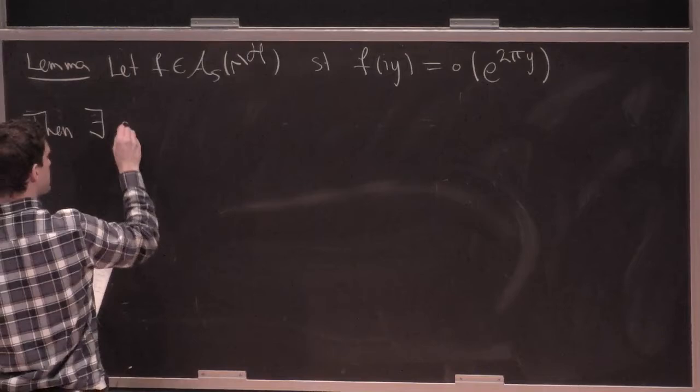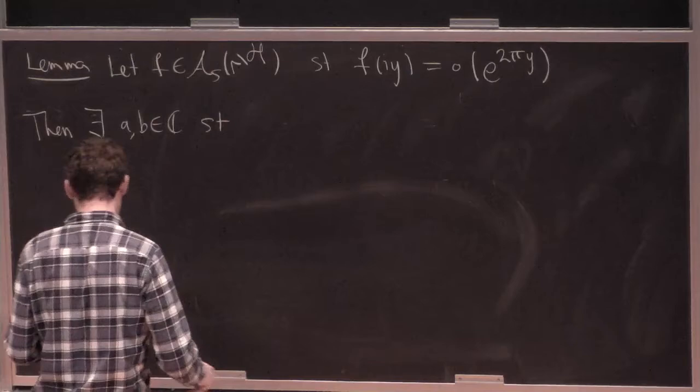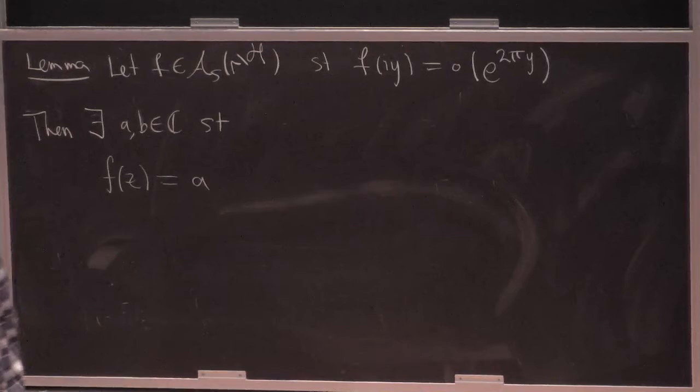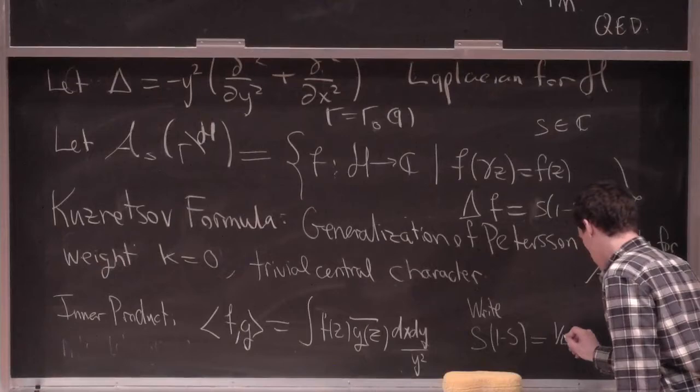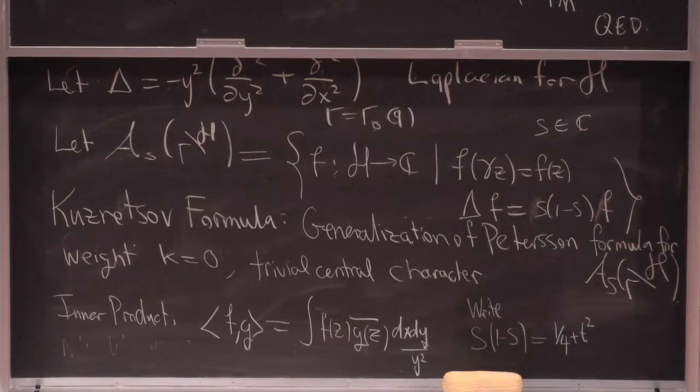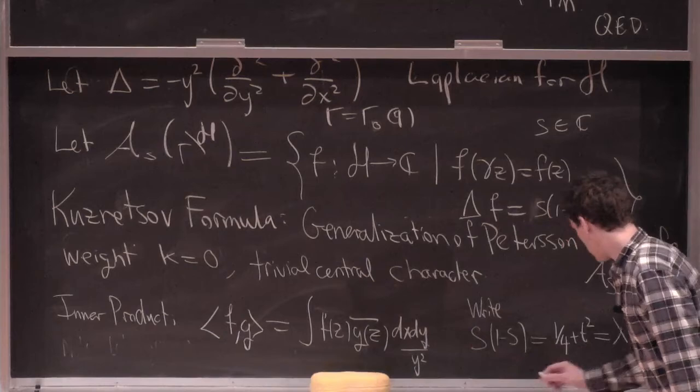Then there exists an A and a B such that we have the following Fourier expansion. Oh, so maybe here I should say we often write this S1 minus S in the following form. We can also write it as 1 quarter plus T squared, for reasons that will become apparent in the third lecture. Also, this is known as the eigenvalue of the form.